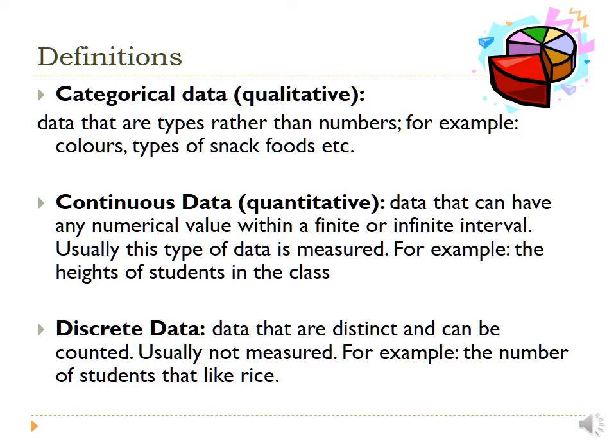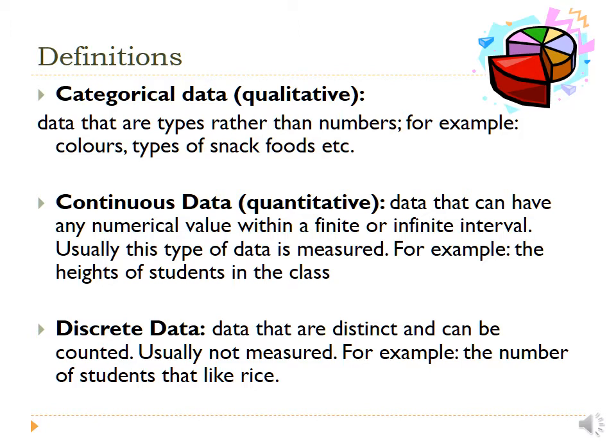First, we're going to start out with some definitions. So we have three different types of data we're going to look at. Categorical data, which is also known as qualitative. And this is data that are types rather than numbers. So for example, favorite color, favorite type of snack food, the color of your eyes. Those are all categories, those are all types of things. Those have nothing to do with actually having quantitative data.